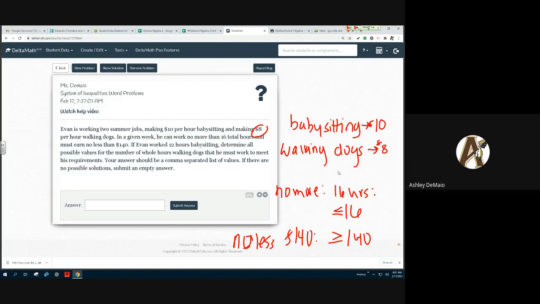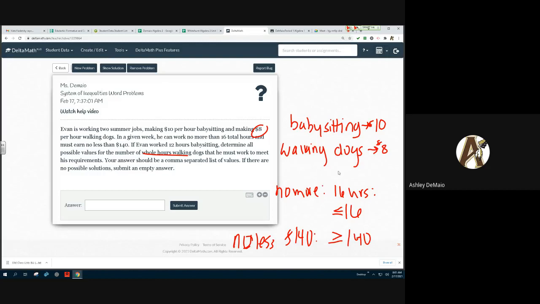Okay, and then we know that Evan wants to work 12 hours babysitting. So what the question's asking you to do is to find all the possible values for the number of whole hours walking dogs that he must work to meet his requirements. The biggest part of that is whole hours he must spend walking dogs, because we don't want to include any decimals or fractions or half of an hour or 15 minutes. We want whole hours when we're writing our answers out.